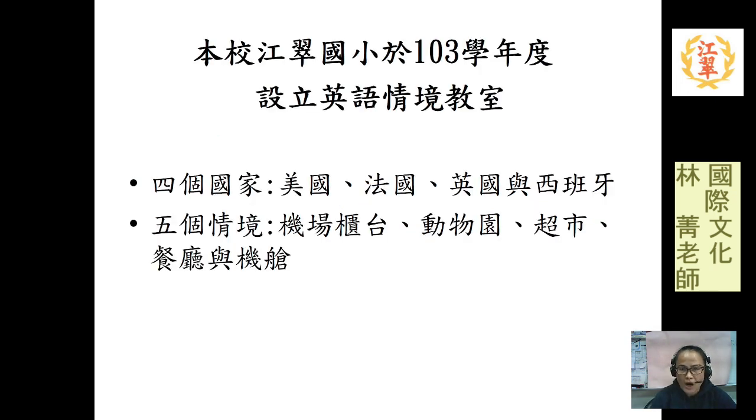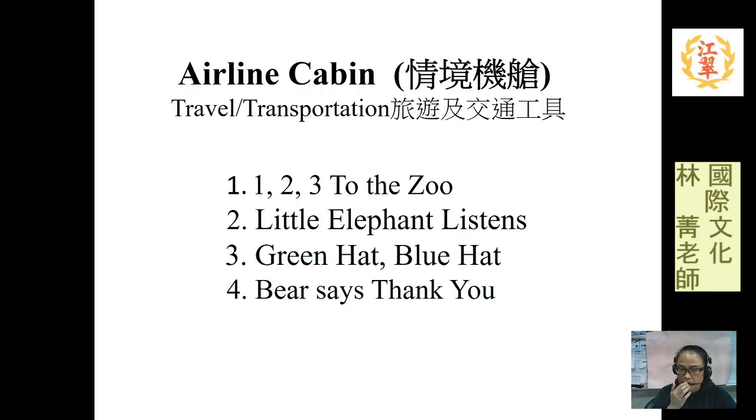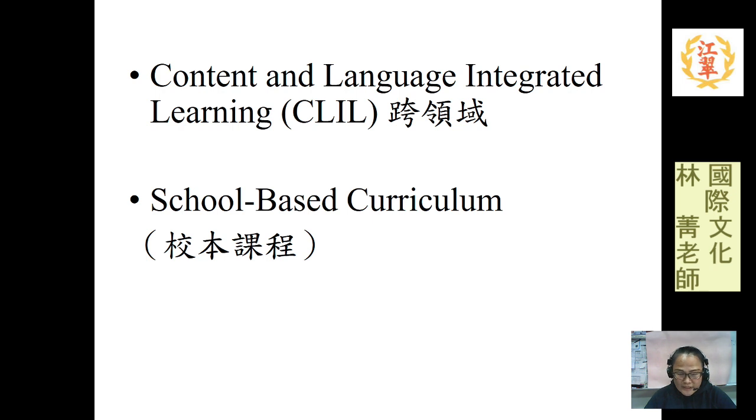As you can see, our school, Jiangtrui, set up situation classrooms in the 2014-2015 academic year. We have 4 countries that represent different cultures and 5 situation classrooms. Of course, these spaces have to be returned to the curriculum and teaching in order to serve their purpose. So, I'm in charge of this airline cabin, and I chose these 4 storybooks to integrate language into subjects based on the school-based curriculum.